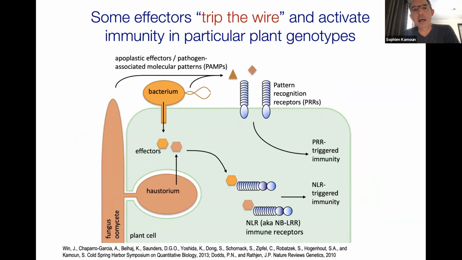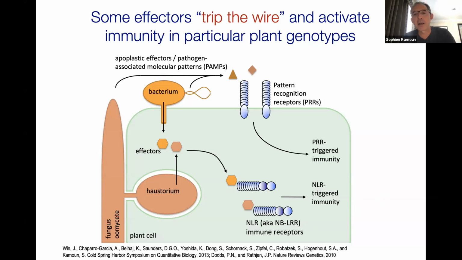But plants don't sit idle, and they have evolved receptors to detect these effectors. In particular, I want to highlight the NLR type receptors, intracellular immune receptors of this widespread family that we find not just in plants, but also in mammalian systems, fungal systems, and quite others. These intracellular receptors can detect the effectors. And in a way, when an effector is detected, it's now tripping the wire and activating immunity instead of helping the pathogens, actually blocking it.